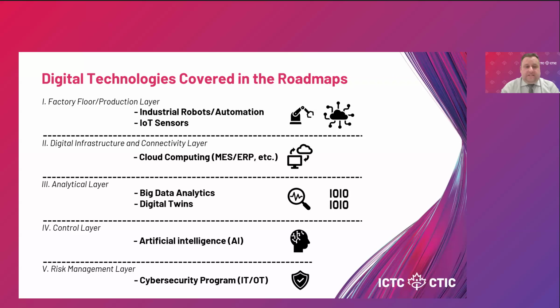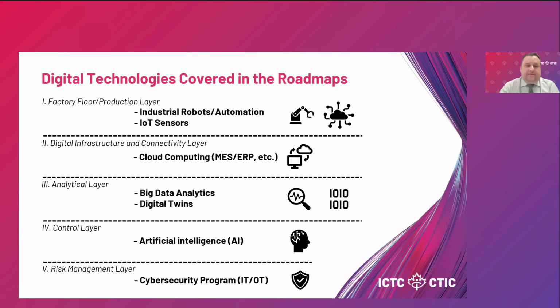In terms of the digital technologies we actually cover in the roadmap, they include industrial robots and automation, Internet of Things sensors, cloud computing, including things like cloud storage or MES or ERP systems, big data analytics and digital twins, artificial intelligence, and then cybersecurity.